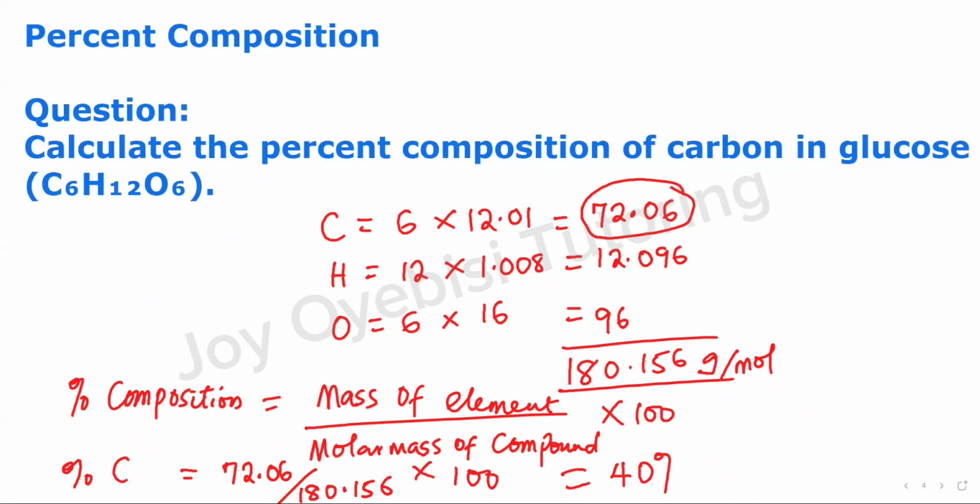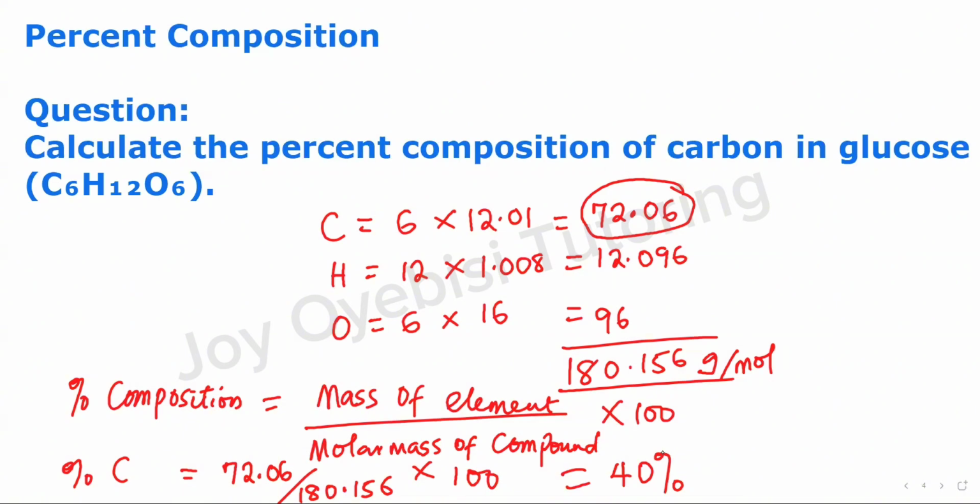So I rounded this up. It's 39.998, so I rounded it up to 40%. So that's how you calculate percent composition. And you can do the same thing for hydrogen. You can do the same for oxygen. All you have to do is use the mass of oxygen, plug it into that equation, and solve.